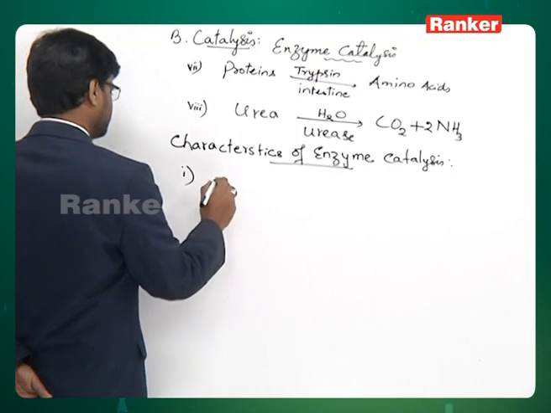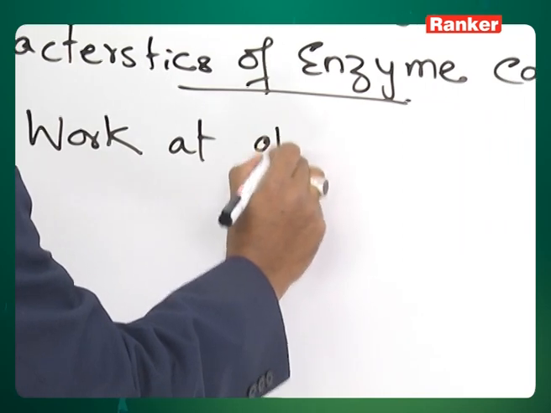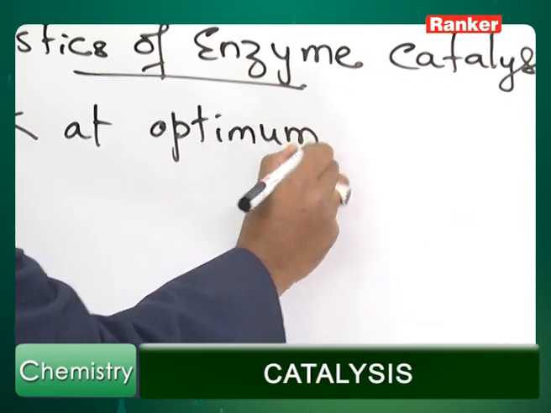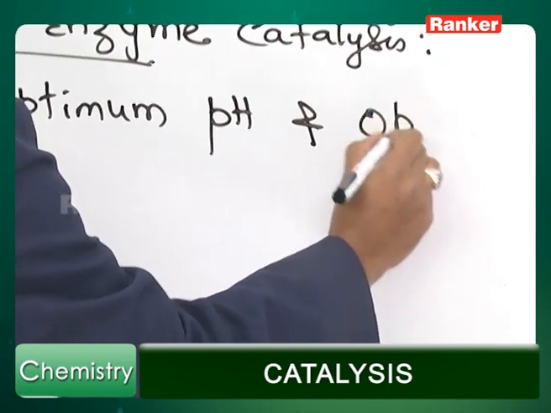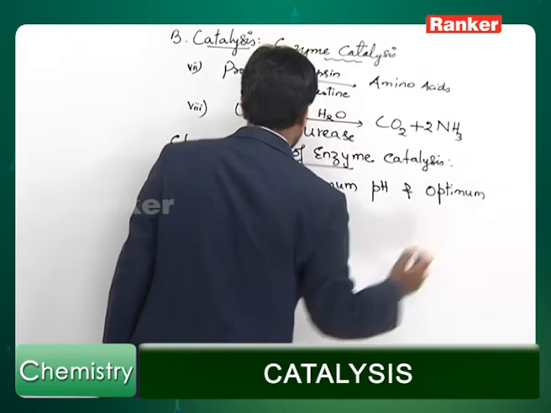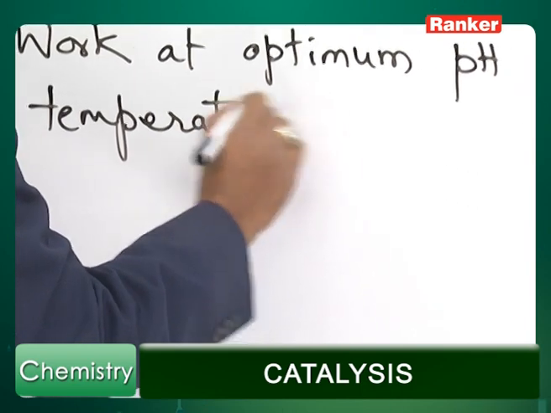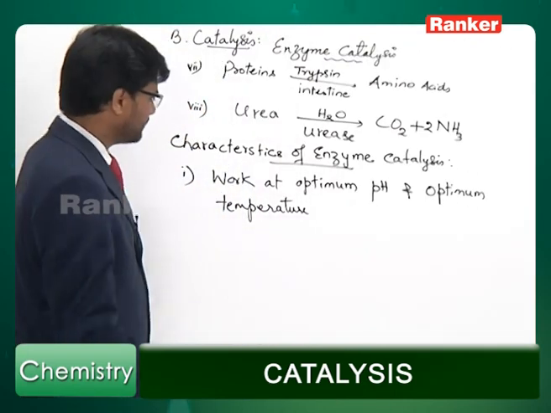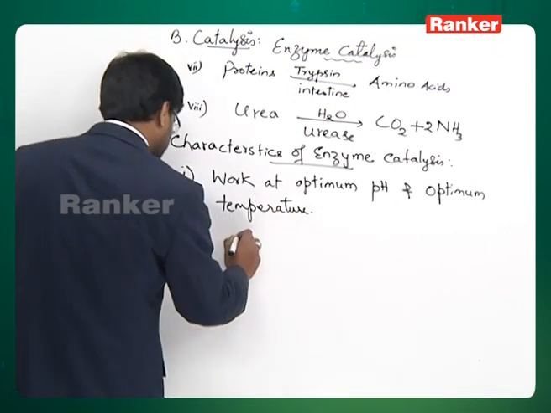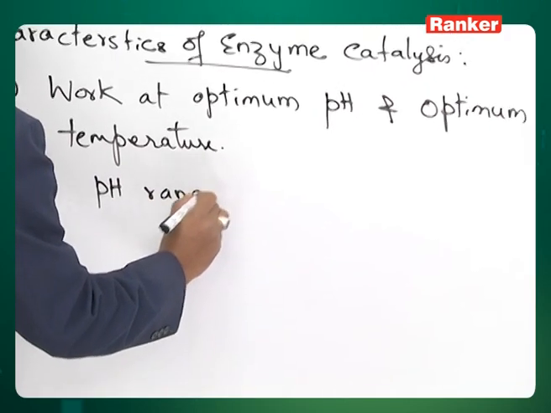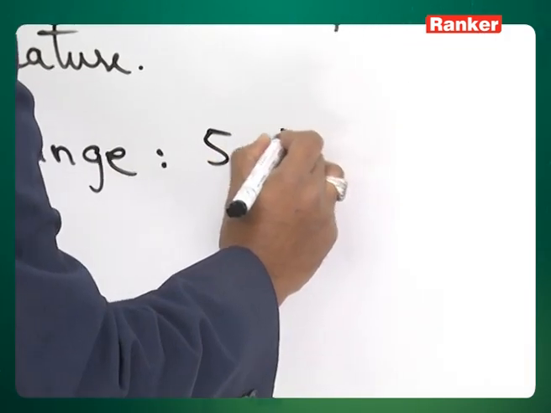Number 1, enzymes work at optimum pH and optimum temperature. This is one important characteristic of enzyme. They work at optimum pH, which is in a range 5 to 7. The pH range for the enzyme action is from 5 to 7.